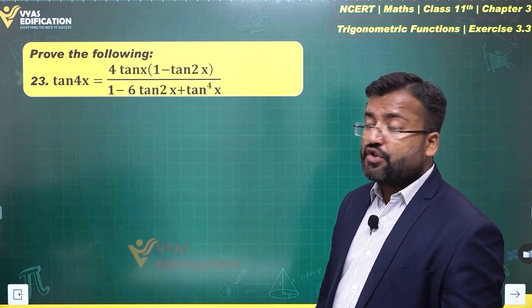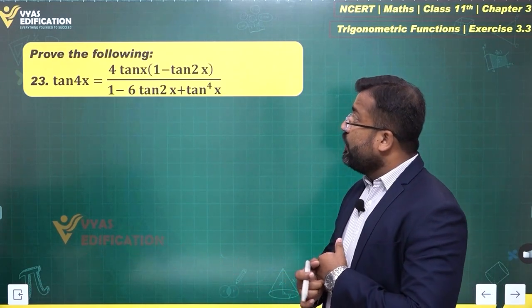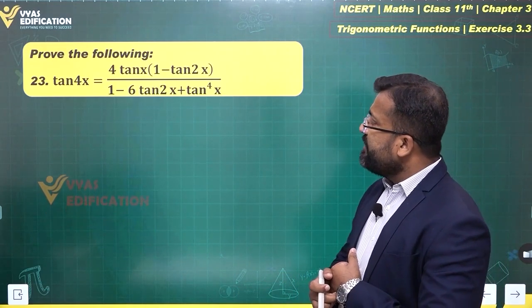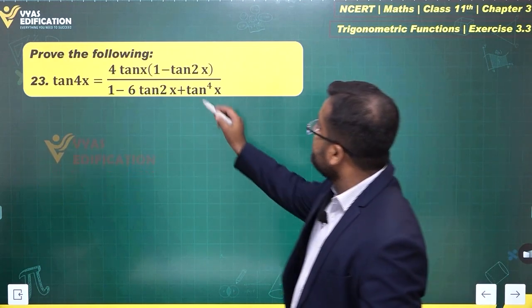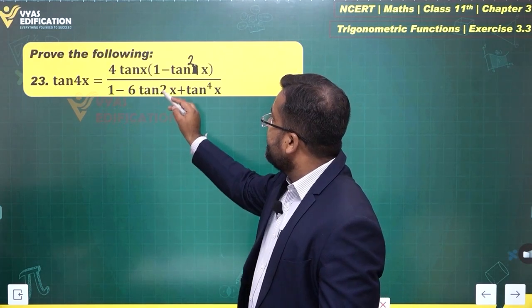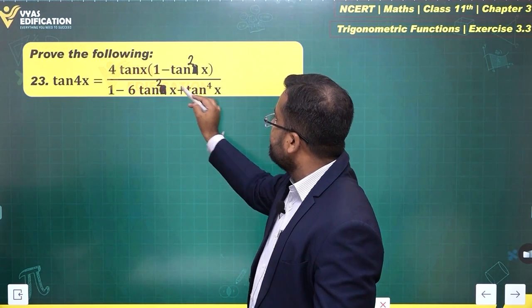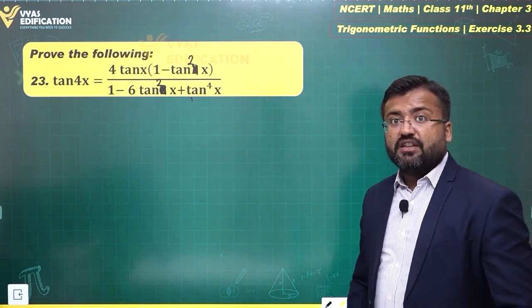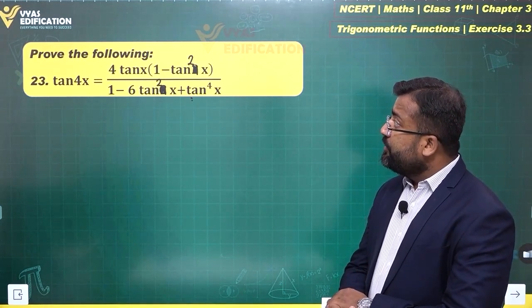Let's take a look at this question over here. Tan 4x equals 4 tan x times (1 minus tan square x) over 1 minus 6 tan square x plus tan power 4x. This is what we have. So how do we approach this question?